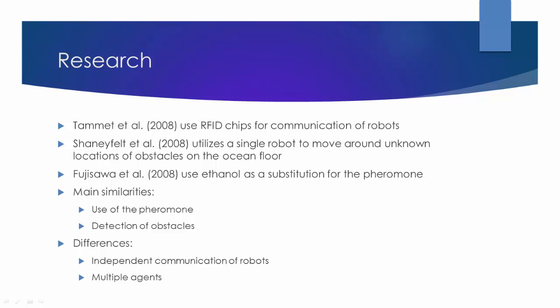But the main differences that make our model unique is that we want to use independent communication of the robots. We want to use the sensors to be able to intercommunicate between the robots and understand where the spills are located based off of the paths that have been taken by the robots, and also where the home base is once the robots have detected the spill. And we want to use multiple agents for the simulation.